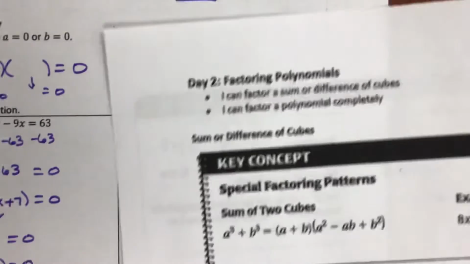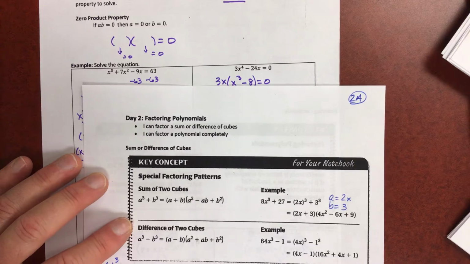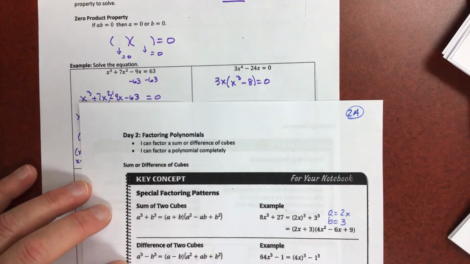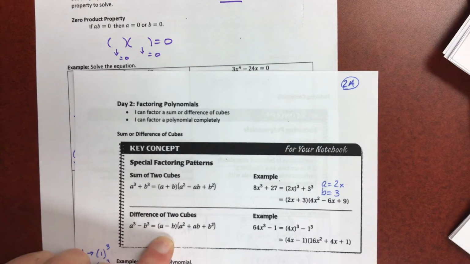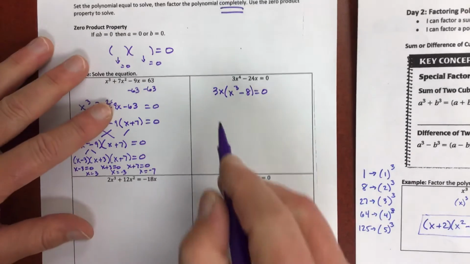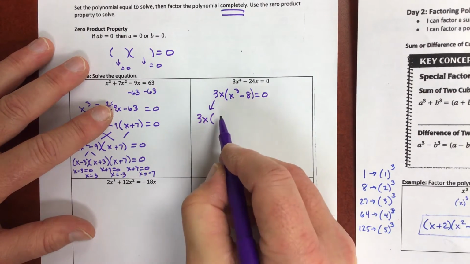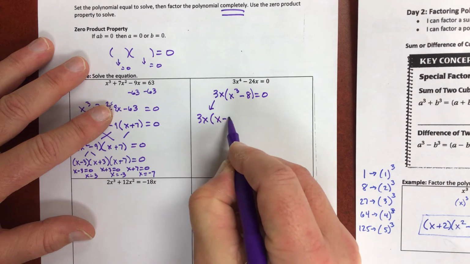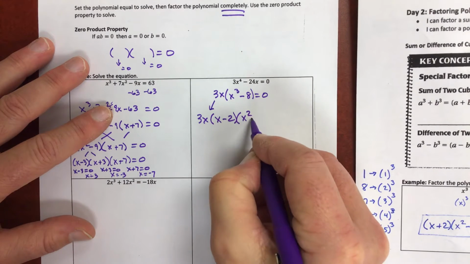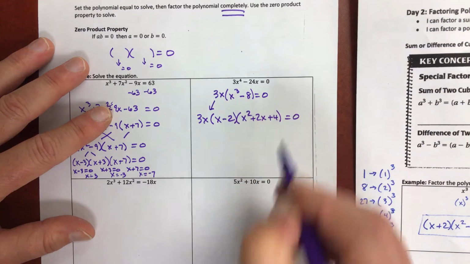Okay, so this is the cubes, right? Sorry about that, folks. So this is a difference of cubes. If you have this sheet from earlier, here's our pattern here. So we can do this pattern. I'm gonna set it to the side here, and this says we bring down the 3x, then we have x minus 2, and then we have x squared plus 2x plus 4 equals 0.